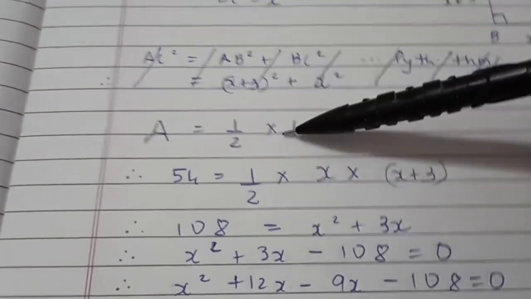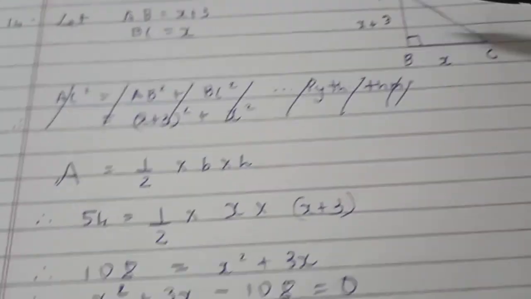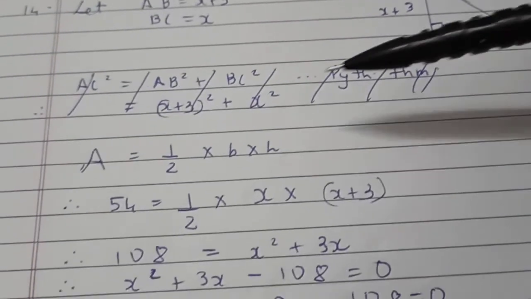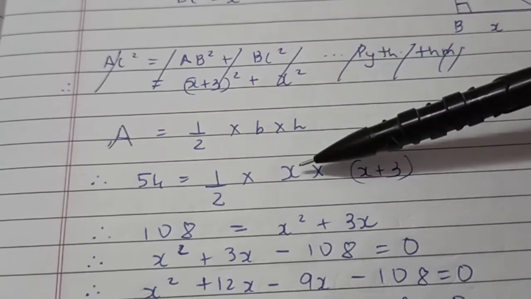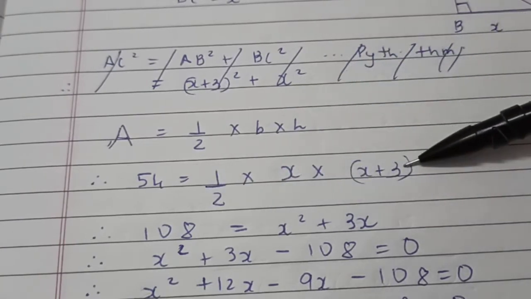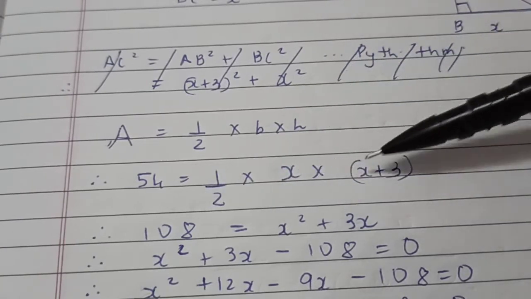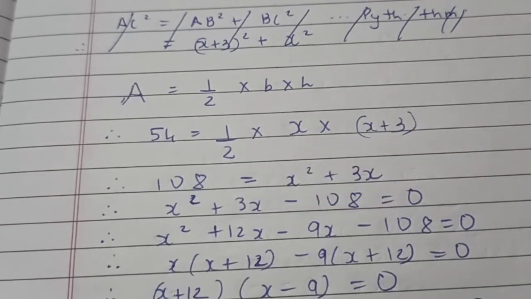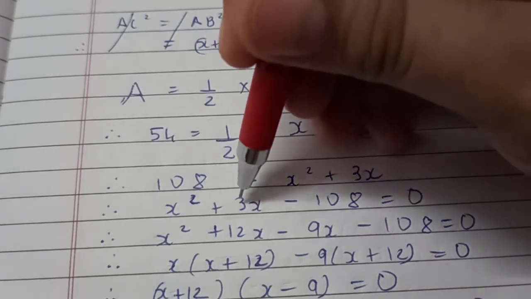And please mention the assumptions. Now area is half into base into height. You see the AB is not only a side of the triangle but also the height, because there's a right angle here. Area is already given. Base we took as x and height as x plus 3. Distributive multiplications, open the brackets, rearrange the terms, you get a quadratic equation. We have to split the middle term. The middle term is 3x.